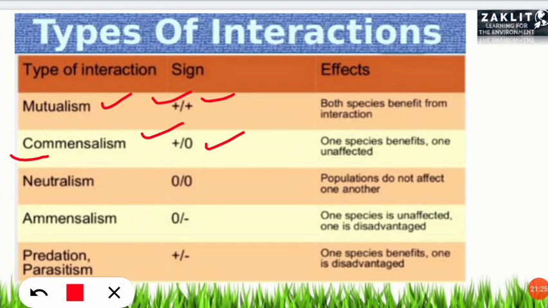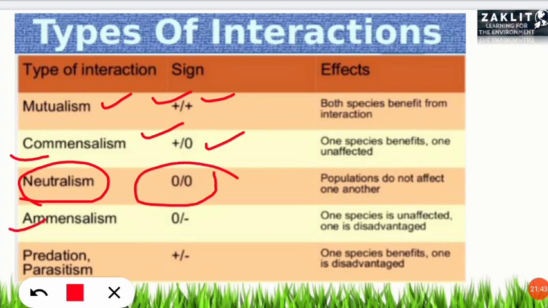Next is neutralism, which is very rare. It is not actually practical that they do not affect each other. The species which are living in one place have to affect one another in some other way. It is very hypothetical. In that case, the sign will be 0 and 0. Amensalism means one species is unaffected, that is 0. Another species is disadvantaged, that is negative, which is the case of the elephant trampling the seeds and the insects.